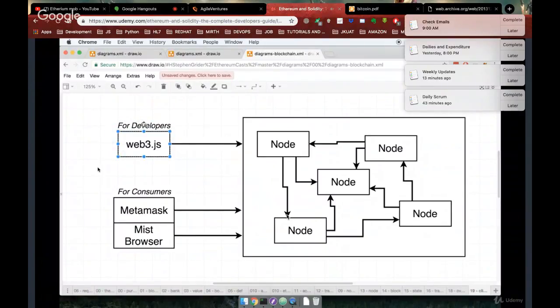You can think of Web3 as being our portal, or our window into the Ethereum network, and it's going to allow us to send money, store data, deploy contracts, or do essentially whatever we want to do on the network. We're going to get a tremendous amount of experience with Web3 throughout this course. Now again, this is really something that's used by developers.